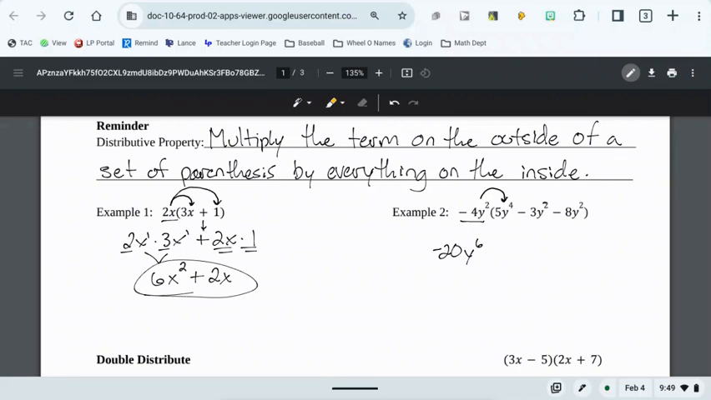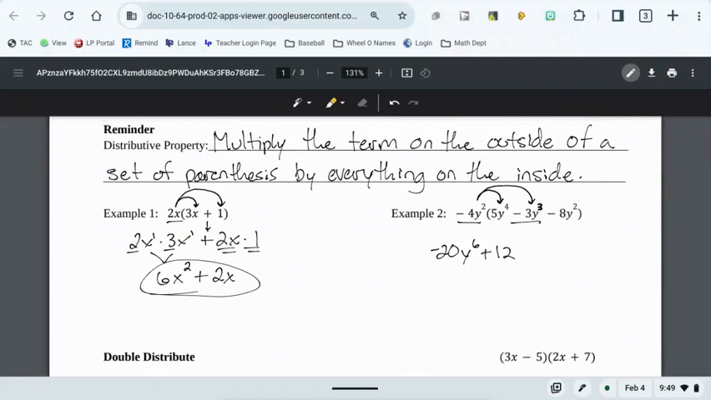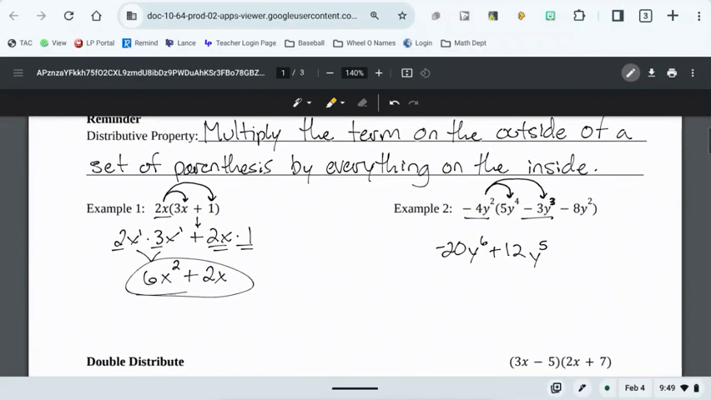And there's a small error in here. This should be a 3. So we take this, we distribute in. Negative 4y squared times negative 3y to the 3rd. So negative 4 times negative 3 is a positive 12. Y squared times y to the 3rd. Remember, we add those exponents, we get y to the 5th. And then our last distributing we have to do, negative 4y squared times negative 8y squared gives us positive 32y to the 4th.